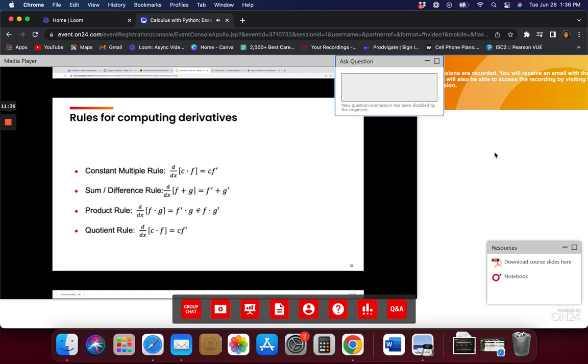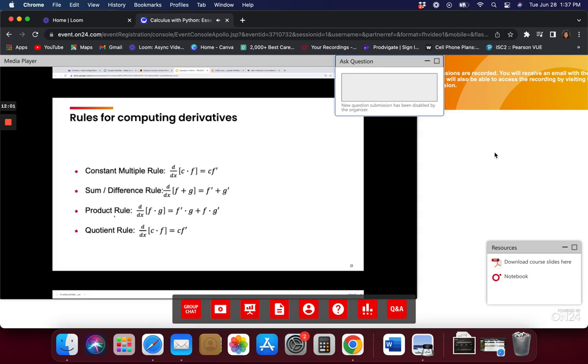So the sum difference rule: if we have d over dx of f plus or minus g, then that's equal to the derivative of f plus or minus the derivative of g. Remember that addition is commutative, so this works for f plus g equaling g prime plus f prime. For subtraction, we can't switch the order.